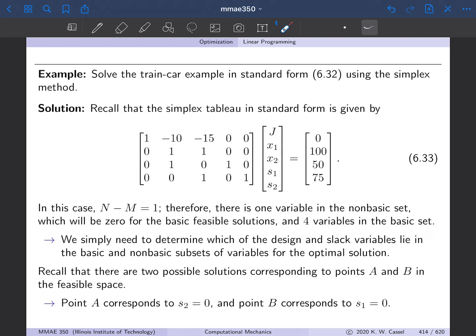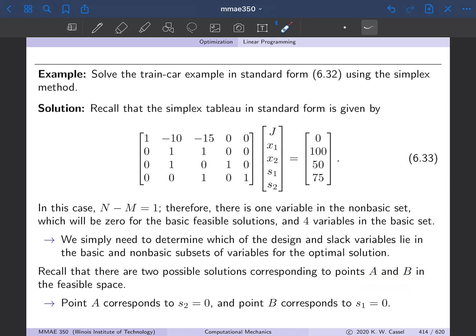Once again, we just don't know. Is it x1, x2, s1, or s2? That is the one that is going to be 0. So we just have to determine that. That's our job. I say simply, obviously, for a large problem, it's not going to be so simple. But one of the design variables or slack variables will be 0 and therefore in the non-basic set. Now remember from the train car example, there was only 2 possible points. So the basic feasible solution was either point A or point B. So we only have 2 possibilities here.